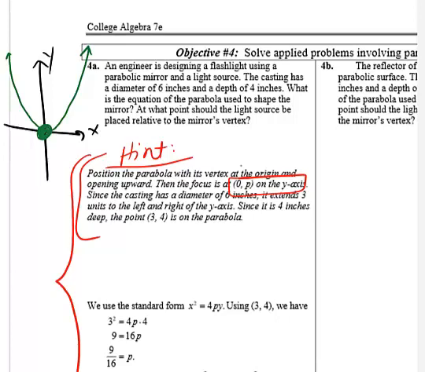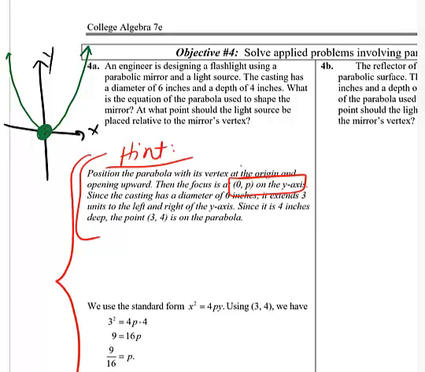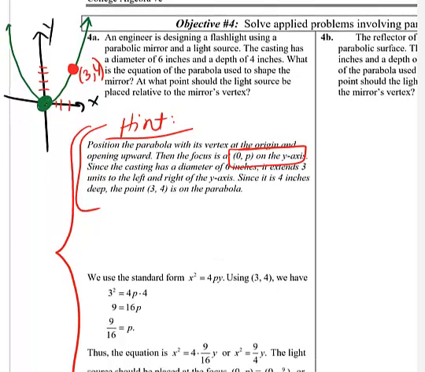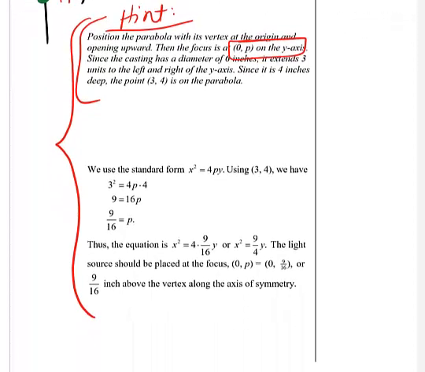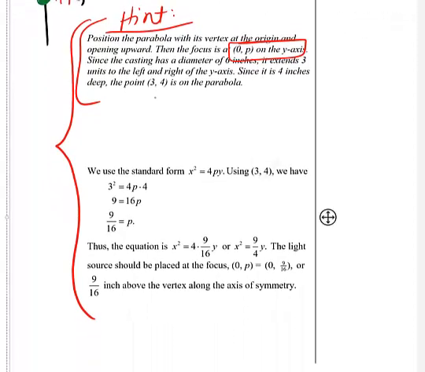Since the casting has a diameter of 6 inches, it extends 3 units to the left and right of the y-axis. Since it is 4 inches deep, the point 3, 4 is on the parabola. Okay, that means if I go off to 3 on the right, 4 above, that point should be on the parabola there. Okay, 3, 4. So that means that my equation is going to be, okay, this is a vertical parabola, so it should look like x minus h squared equals 4p times y minus k.